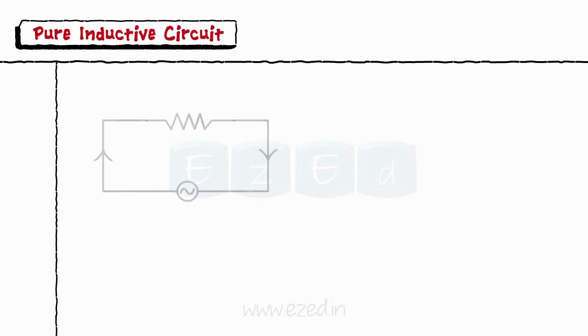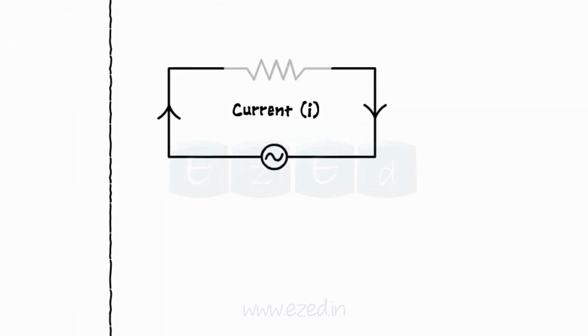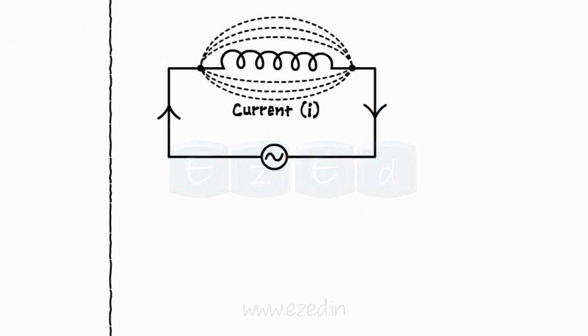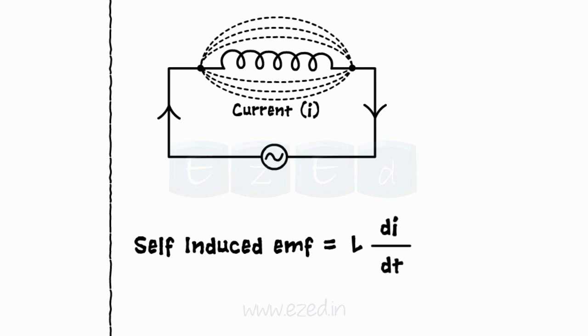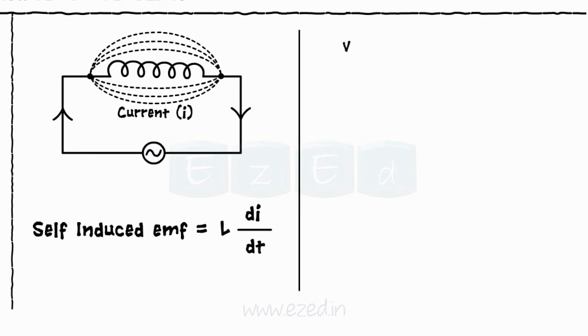Now consider that the pure inductor is connected instead of the pure resistor. The alternating current flowing through the circuit sets up the magnetic field around the inductor, and the EMF is induced in it. This EMF is called self-induced EMF and is given as L di/dt. At any time instant, self-induced EMF is equal and opposite to the voltage applied. Thus V equals L di/dt.